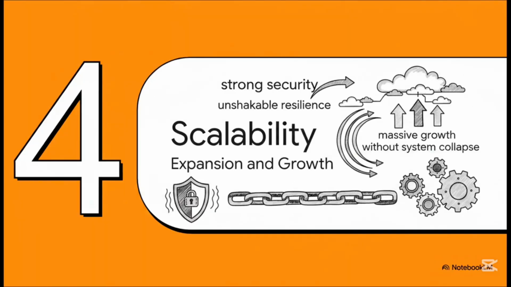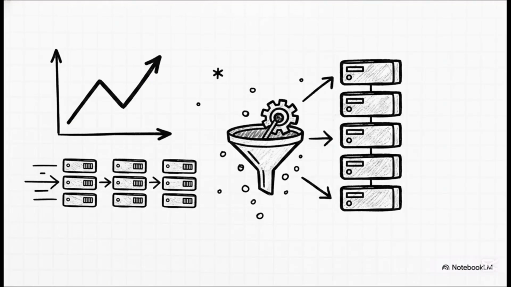Okay, Section 4, Scalability. Time for expansion and growth. With strong security and unshakable resilience totally established, we can confidently turn our attention to handling massive growth without the whole system collapsing. As application traffic spikes, compute instances must auto-scale, traffic needs intelligent load balancing, and storage has to expand automatically. But here's the catch. Scaling your infrastructure also means scaling your costs. That is exactly why FinOps is vital here.